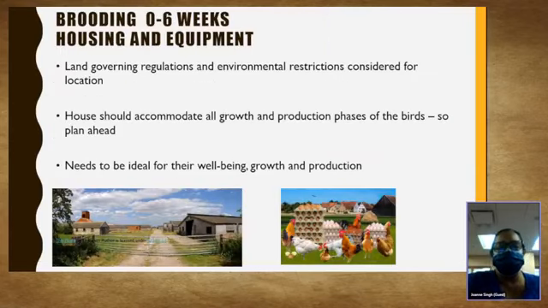So what about your housing and equipment? Basically, when you want to start up your layer production, you have to make sure that all your regulations for agriculture and everything are being adhered to, like land governing regulations. And your houses, when you are planning to build your chicken house or pen, should accommodate all growth and production phases of the birds. So you have to plan ahead.